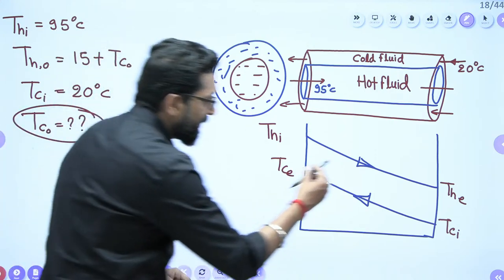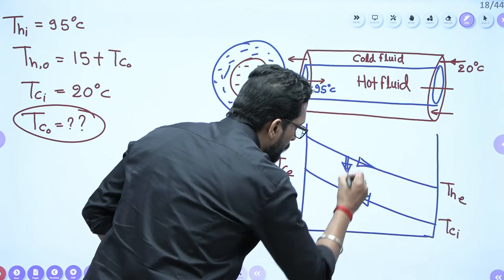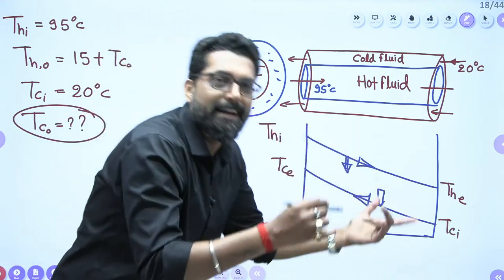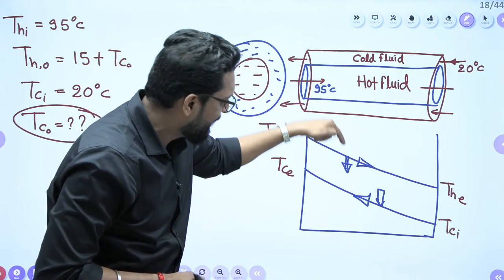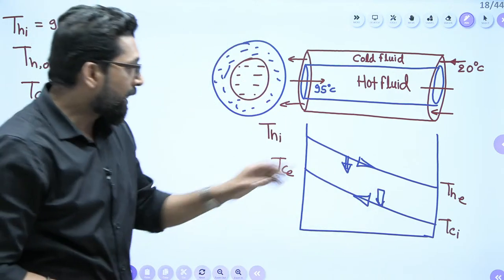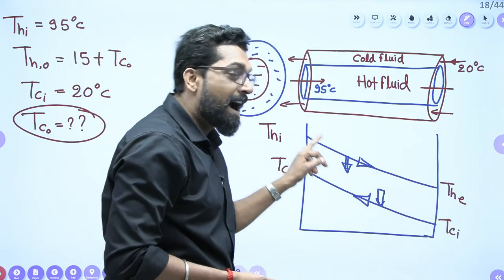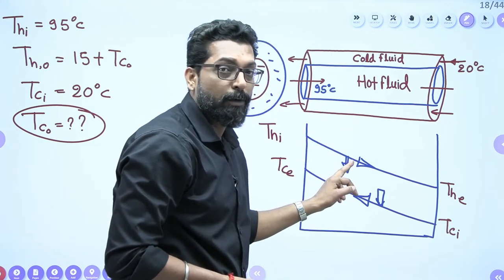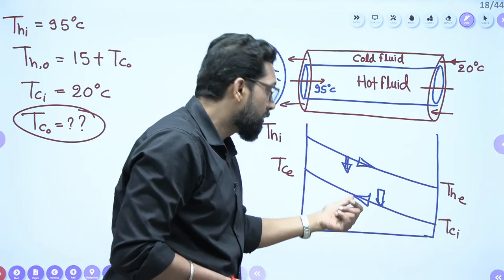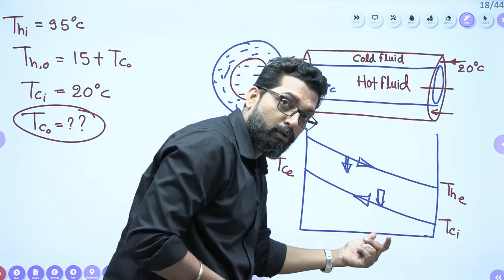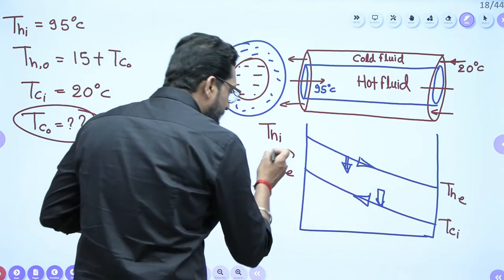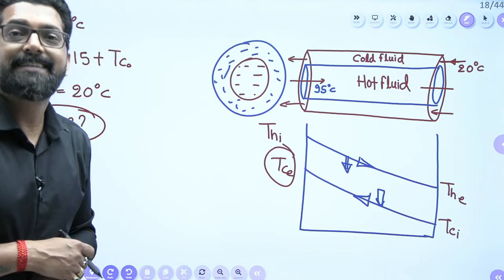How to find it? The energy released by the hot fluid will be accepted by the cold fluid. So we make an energy balance. That means the energy released by the hot fluid is equal to the energy gained by the cold fluid. The heat released by the hot fluid is mass flow rate of hot fluid, specific heat of the hot fluid, into temperature difference. This is equal to the heat gained by the cold fluid: mass flow rate of the cold fluid, specific heat of the cold fluid, and difference of the temperature. And from that equation, we can easily find the exit temperature of the cold fluid.